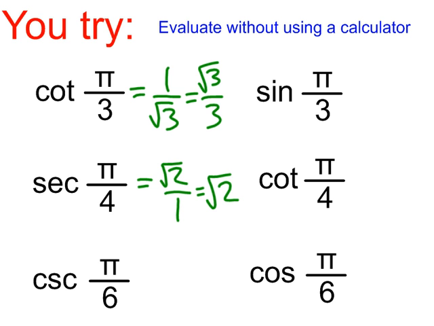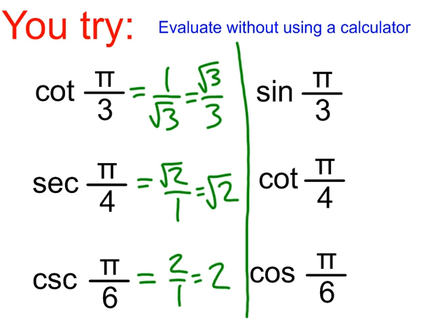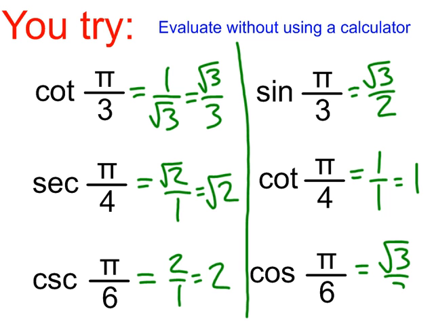Cosecant of pi over 6, that's the reciprocal of sine, and the pi over 6 is like 30 degrees. So this is going to be 2 over 1, or similar to the last one, we could just write it as a non-fraction. Okay, sine of pi over 3, that is going to be root 3 over 2. Cotangent of pi over 4, that is going to be 1 over 1, or just 1. And finally, cosine of pi over 6, that's going to be root 3 over 2.